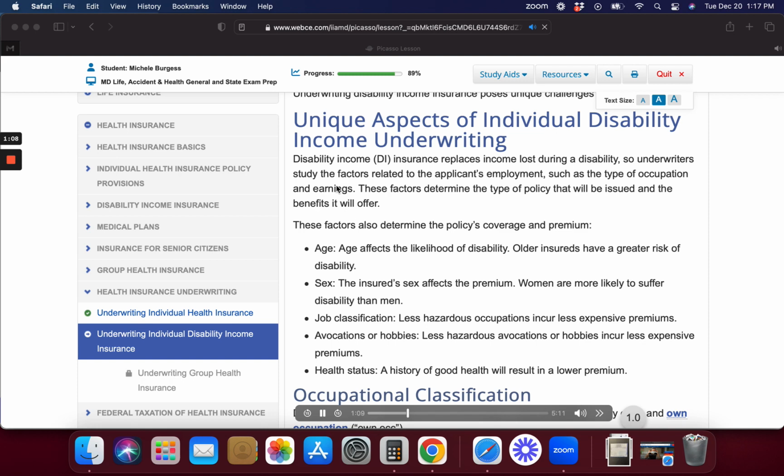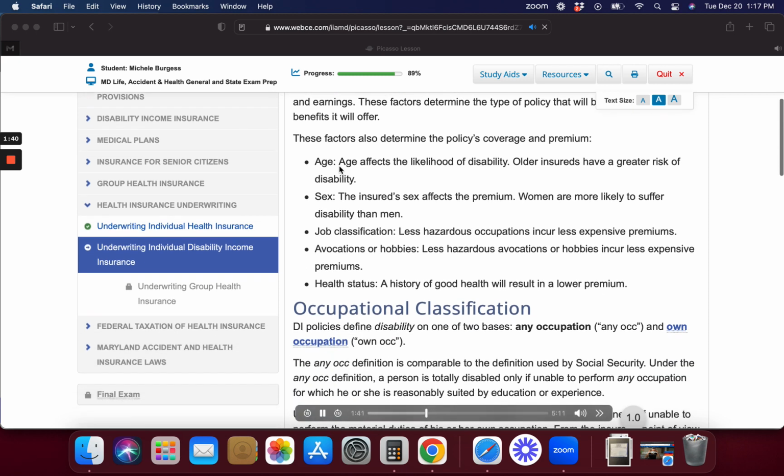Occupational classification. DI policies define disability on one of two bases: any occupation, any OC, and own occupation, own OC. The any OC definition is comparable to the definition used by Social Security. Under the any OC definition, a person is totally disabled only if unable to perform any occupation for which he or she is reasonably suited by education or experience. Under the own OC definition, an insured qualifies for total disability benefits if unable to perform the material duties of his or her own occupation.